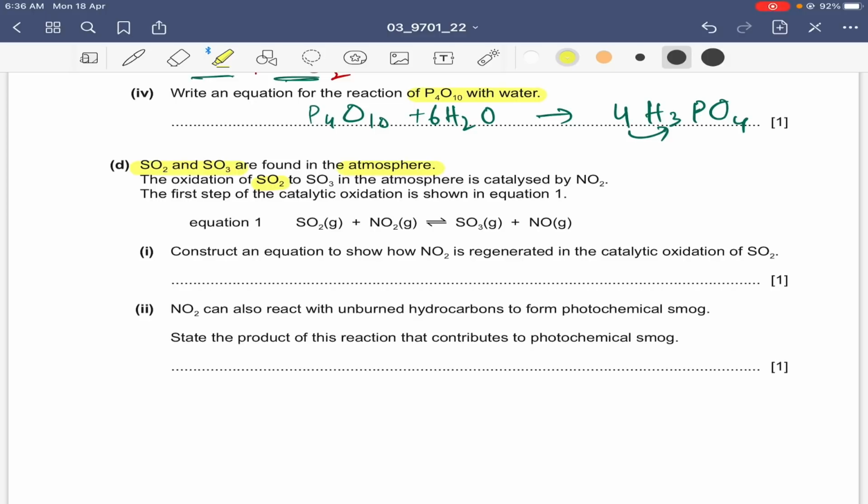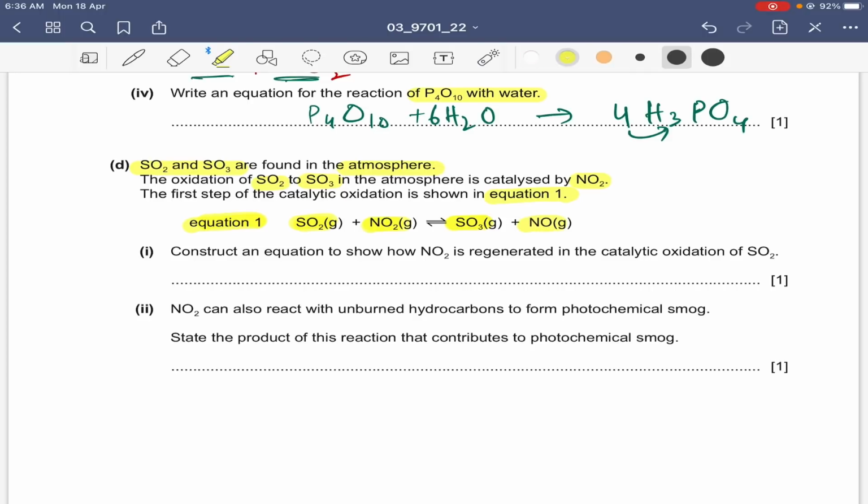The oxidation of SO2 to SO3 is catalyzed in the atmosphere by NO2. The first step of the catalytic oxidation is shown in equation 1. So this is equation 1 where SO2 is reacting with NO2 and it converts into SO3. So that means NO2 is acting as an oxidizing agent as well, and we get NO, nitrogen monoxide.